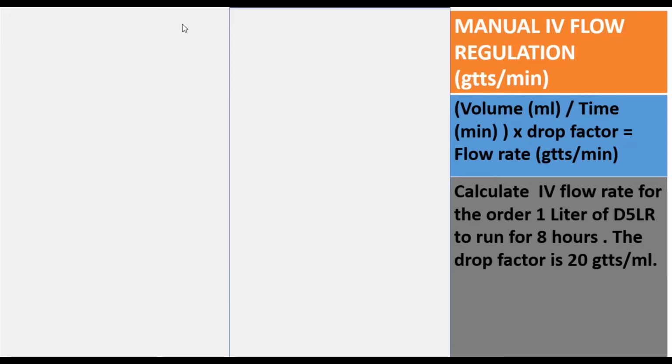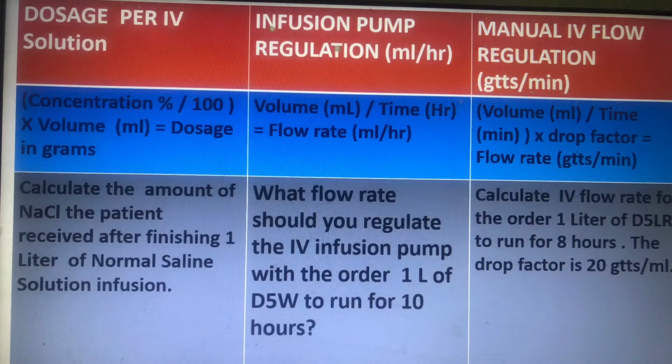For these types of problem, the formula to be used is volume in ml divided by the time in minutes, multiplied by the drop factor, which is usually given in a certain problem, equals the flow rate in drops per minute. Example of this problem: calculate the IV flow rate for the order 1 liter of D5LR to run for 8 hours. The drop factor is 20 drops per ml.